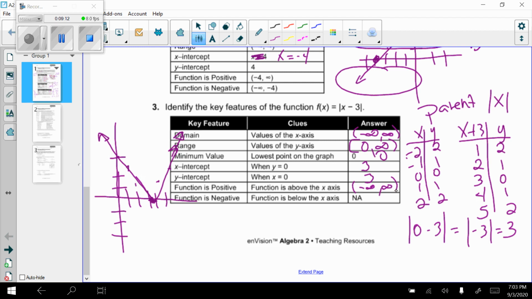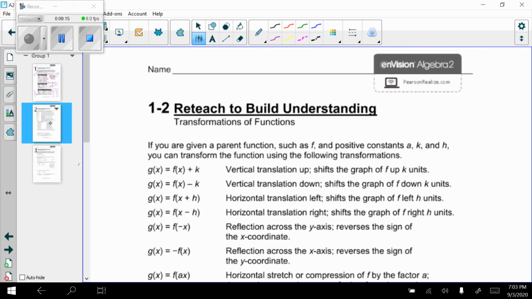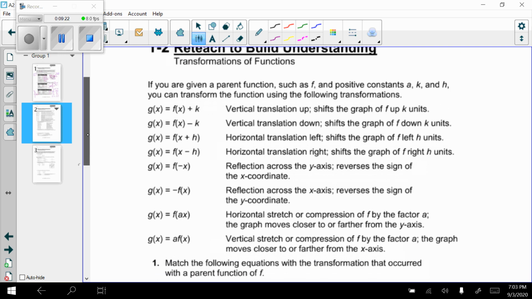That takes care of section 1.1 review. So let's go to section 1.2. This is where we learned all of these transformations. Okay. We need to make sure that we are memorizing these.